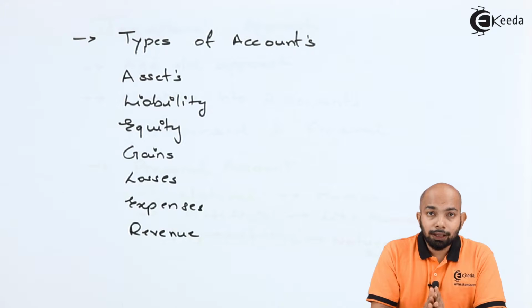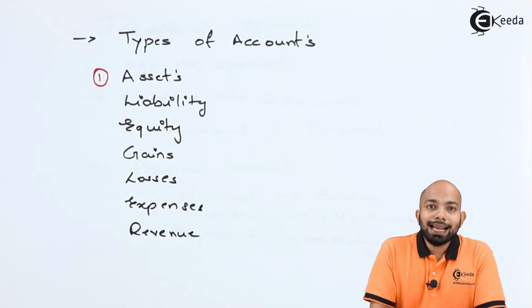So these are not just mere accounts, these are basic categories, and under them will fall different kinds of accounts which will be categorized as per the nature of the transaction. Let's understand each and every category of these accounts to evaluate what kinds of accounts will fall under these 7 categories. Let's go one by one. We have first assets.